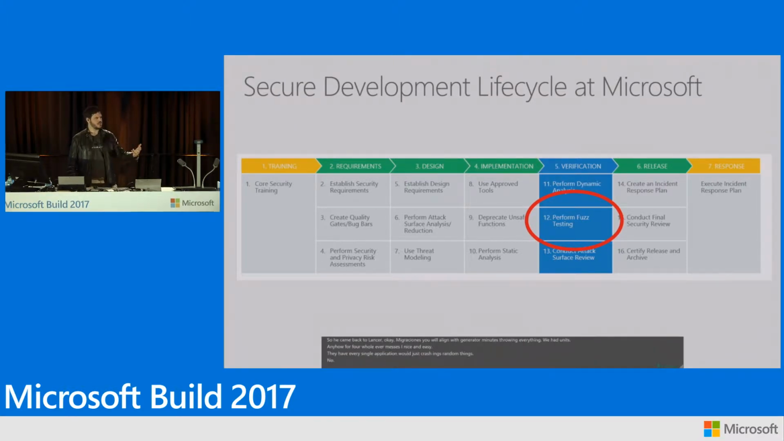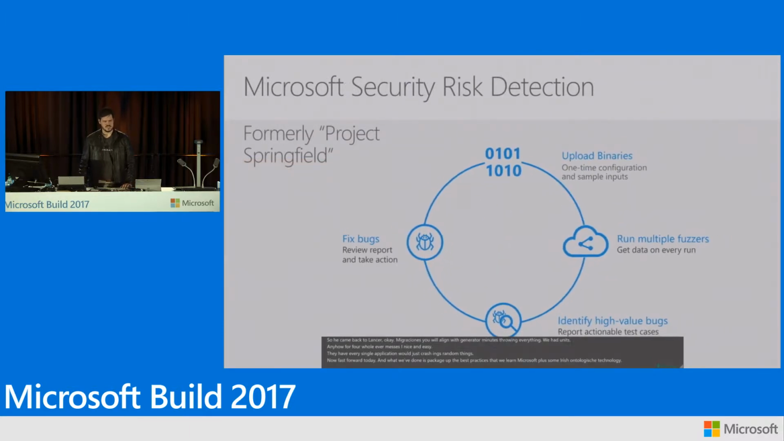Now, if you fast forward to today, what we've done is package up the best practices that we've learned at Microsoft, plus some artificial intelligence technology, which I'll show you, into something called Microsoft Security Risk Detection, which we also launched at Ignite as Project Springfield. And what I want to show you today is an actual demonstration of the product in the scenarios that make sense to you, of how you can upload your software.